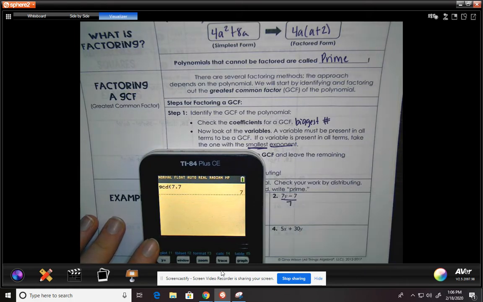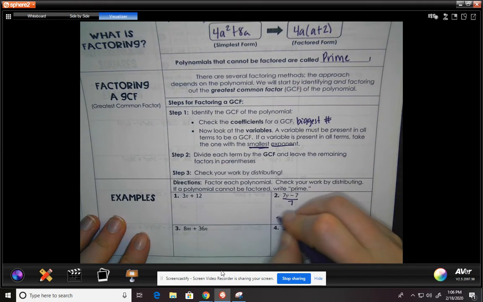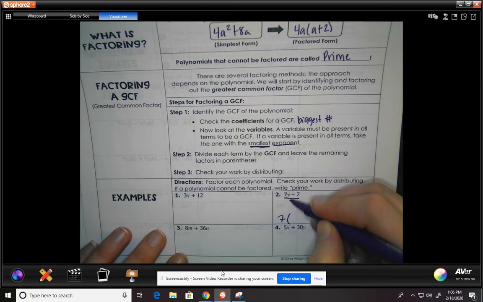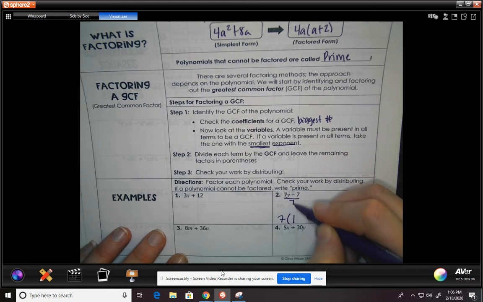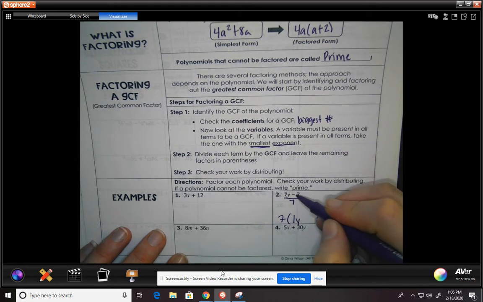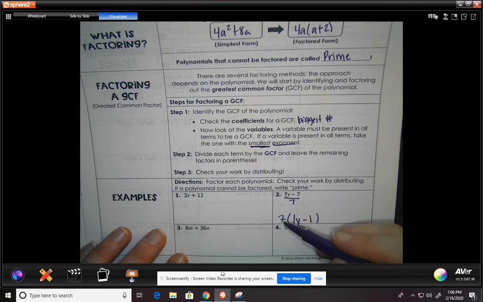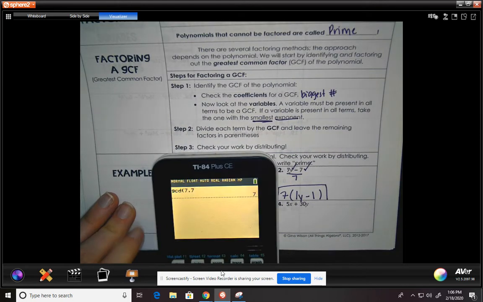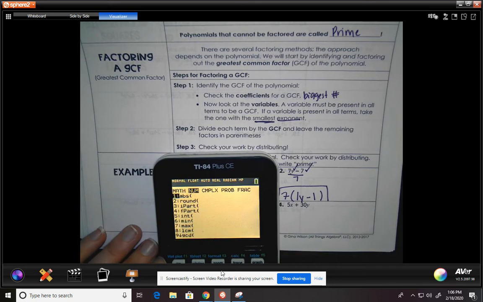Your GCF is 7. So I'm going to pull that 7 down to the bottom and open up a parentheses. Now 7 divided by 7 is 1, and then y minus none is y. And then negative 7 divided by 7 is negative 1. So now if I were to distribute this, I would get back to my answer. 7 times 1y, 7y. 7 times negative 1, negative 7. So that's my answer.